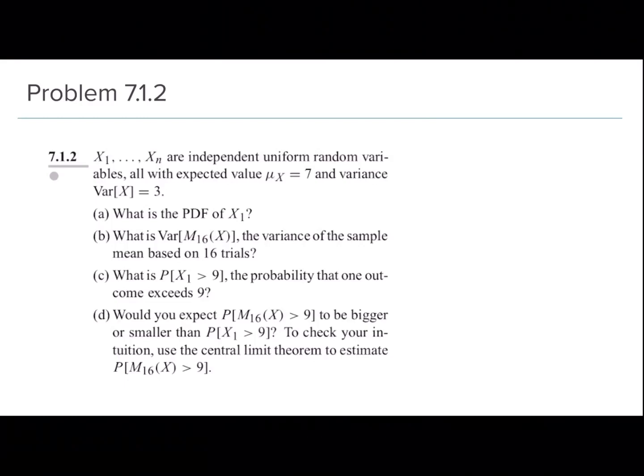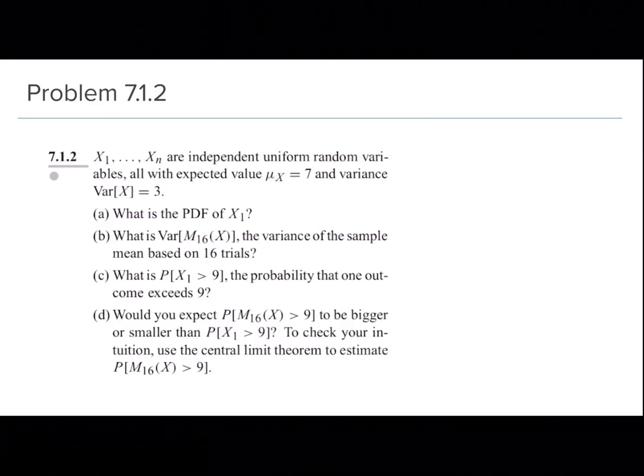So what we're given are basically X1, X2, till Xn, which are basically n independent uniform random variables, each with expected value mu x equal to 7 and variance of X equal to 3. And in the first part, what we have to find is basically the PDF of X1.